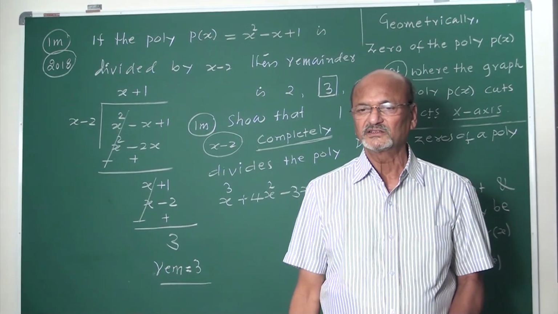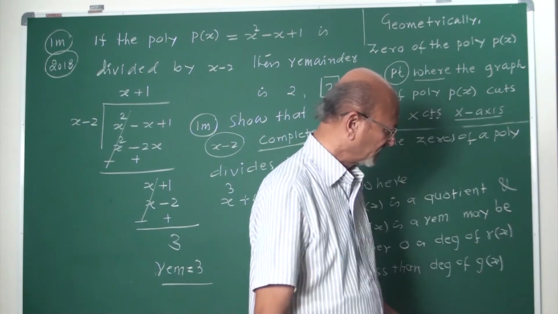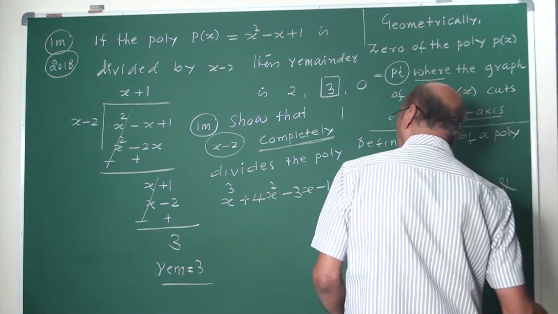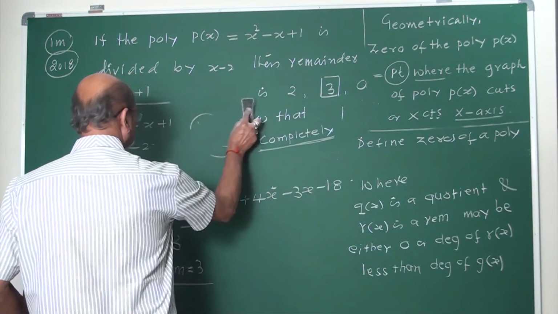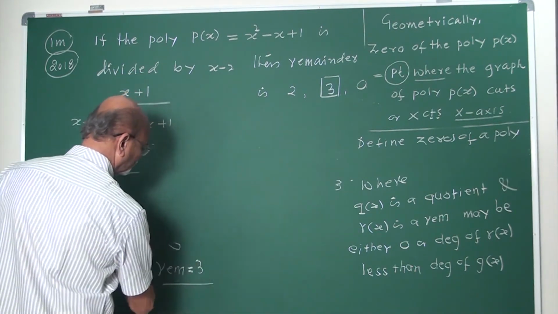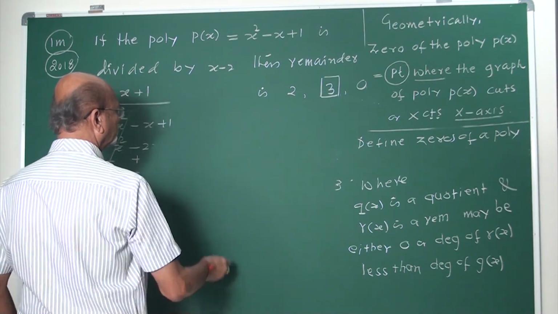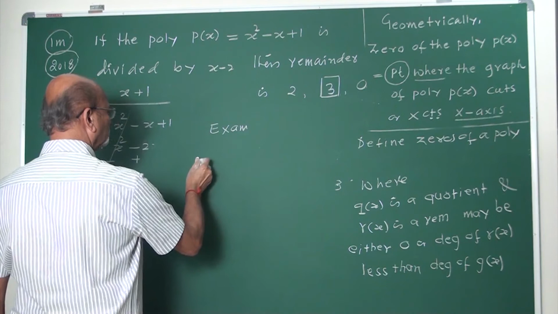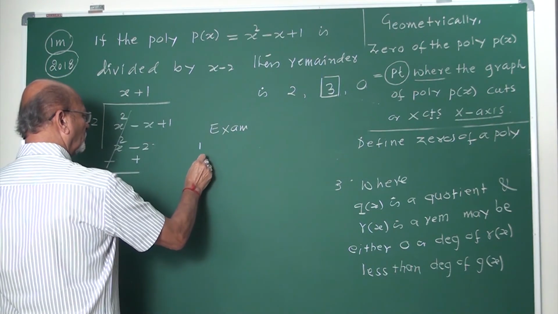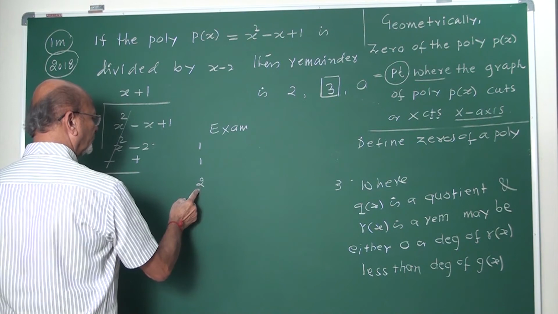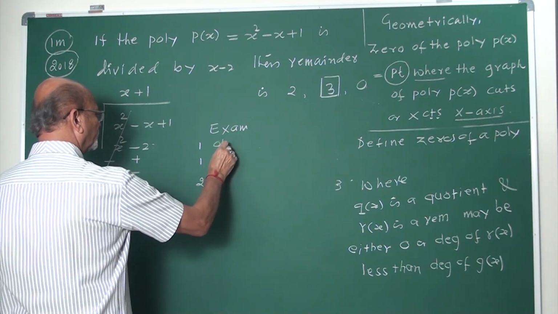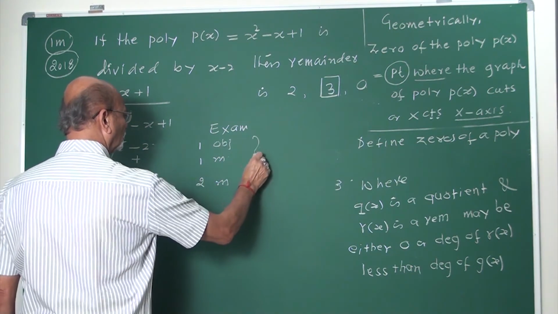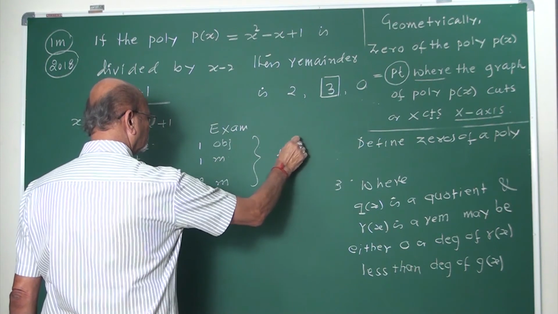Prepare nicely on this for your exam. Questions in your board exam: yes, objective type, 1 mark question, or you may have one example under 2 marks. This is objective type. This is a 1 mark question. This is a 2 mark question. Totally 4 marks, my friends.